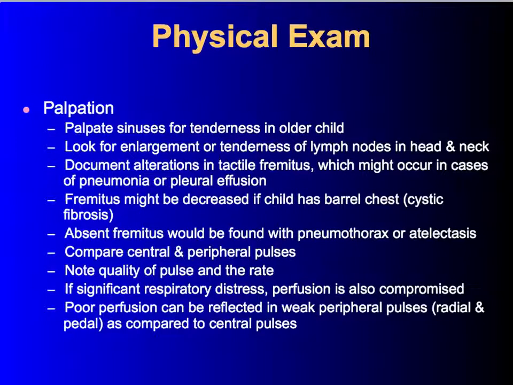The fourth part of your physical exam is palpation. Palpate the sinuses for tenderness in the older child. Look for enlargement or tenderness of lymph nodes in the head and neck. Document alterations in tactile fremitus, which might occur in cases of pneumonia or pleural effusion. Fremitus might be decreased if a child has a barrel chest, where they would have cystic fibrosis, which is a topic that Lisa will be covering. Absent fremitus would be found with a pneumothorax or an atelectasis.